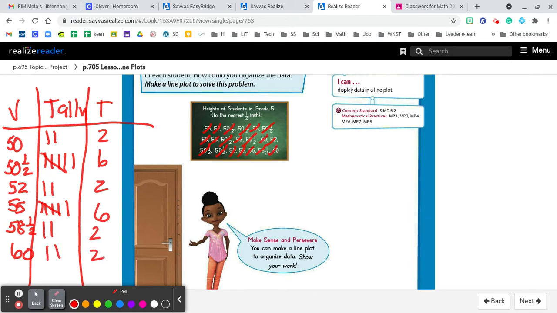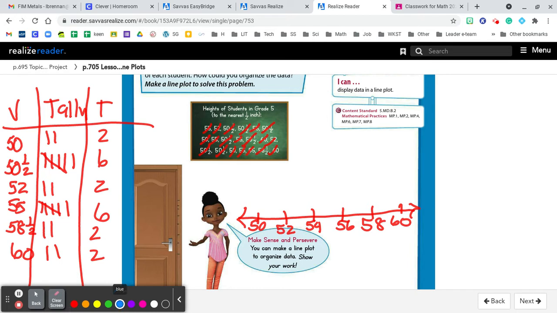So now I've got all my data. I can actually make my line plot. And my range is between 50 and 60. Just because of my space, I think I'm going to count by twos, 52, 54, 56, 58, and 60. And now I'm going to put my little dots in. So change the color for that.